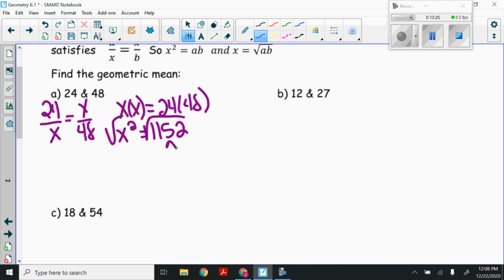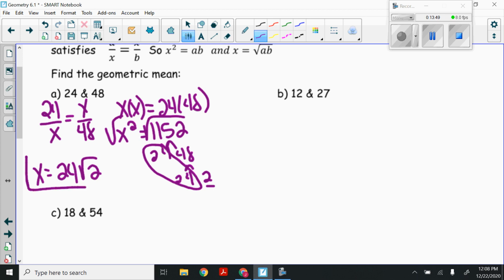So here I'm going to do the factor tree. I know that this came from 24 and 48. 48 will break down to 24 times 2. I could break the 24 down, but remember when we're doing a factor tree on the square root, I'm only looking for two that are the same. So I've already got two 24s. So here I've got x is equal to 24 comes out, square root of 2, the 2 gets left behind. So the geometric mean between 24 and 48 is 24 square root of 2.